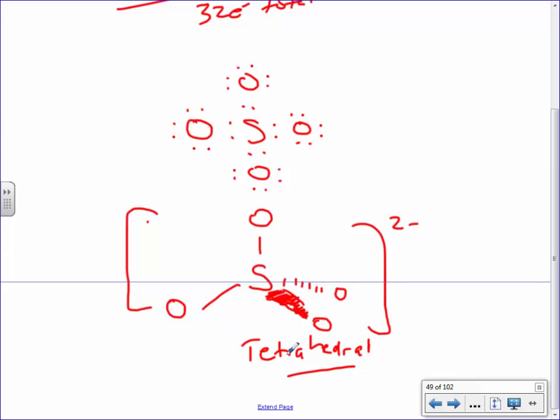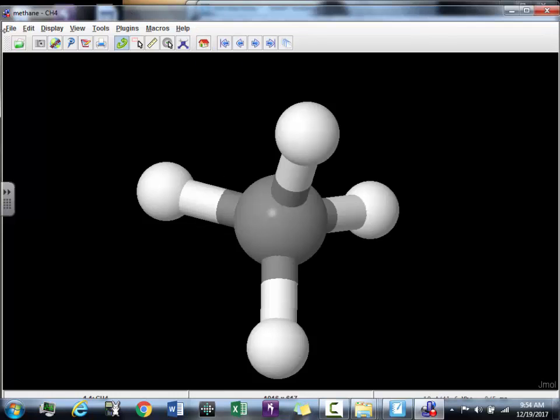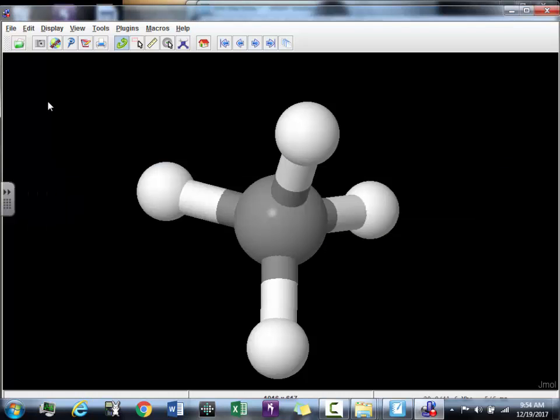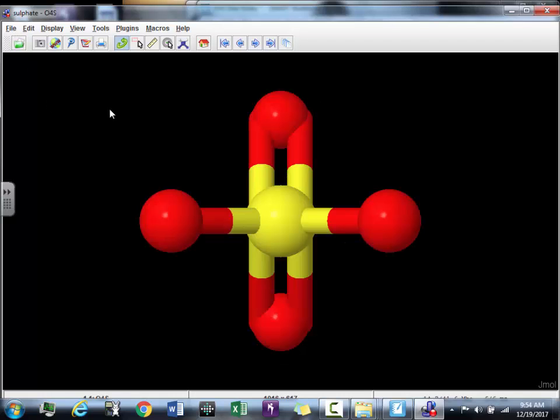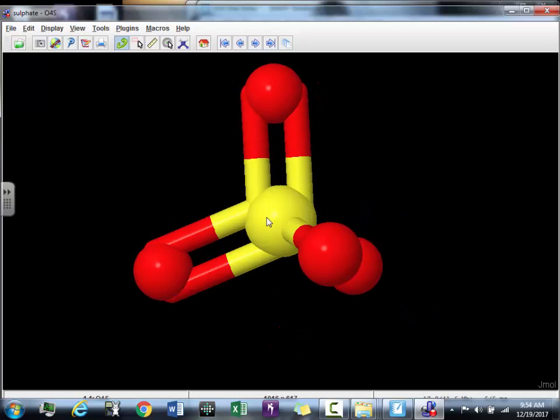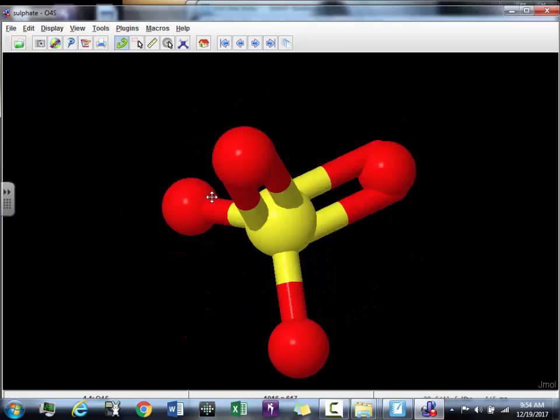And this is how we would draw it on paper. Just want to see if this will work. Oh, never mind. This isn't going to work. There we go. Ignore the double bonds. Can you guys see how this has that tetrahedral shape to it, though?